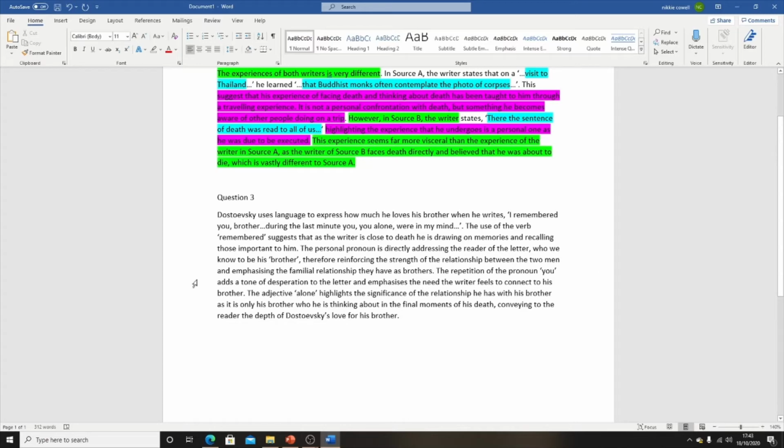The repetition of the pronoun you adds a tone of desperation to the letter and emphasizes the need the writer feels to connect to his brother. The adjective alone reinforces the significance of the relationship he has with his brother, as it is only his brother who he is thinking about in the final moments of his death, conveying to the reader the depth of Dostoevsky's love for his brother. Okay, so I'll do what I did before, so you can see that I'm addressing the question.